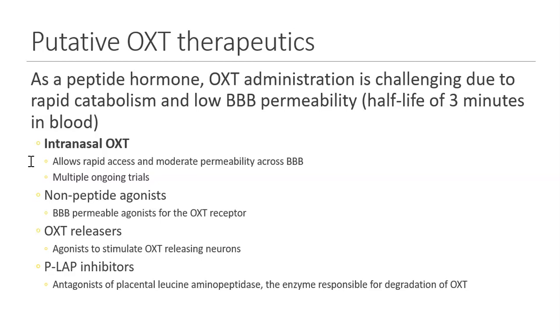It's the closest orifice to the brain, really. If we're able to get the oxytocin in the nasal passage, it's going to be quicker to get to the blood-brain barrier, and with moderate permeability, a moderate amount of the oxytocin is able to get across. And what we found is that this intranasal oxytocin is the most advanced of these therapeutics, and we have multiple ongoing human trials.